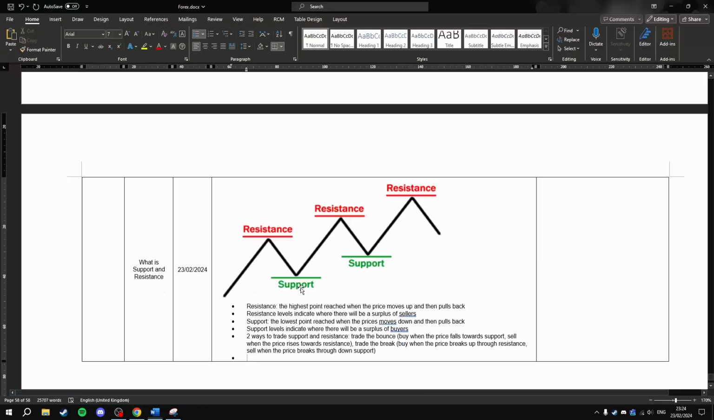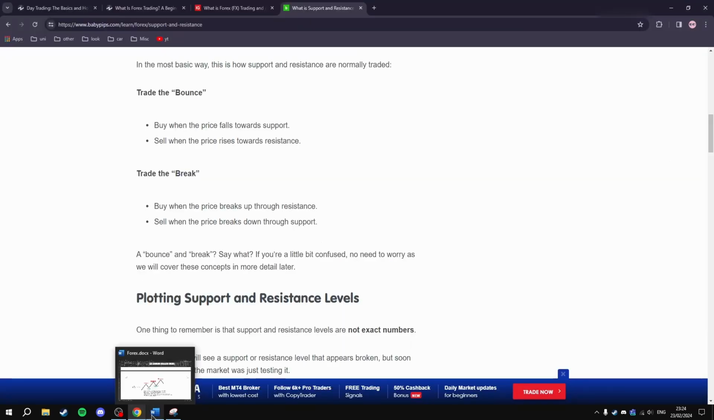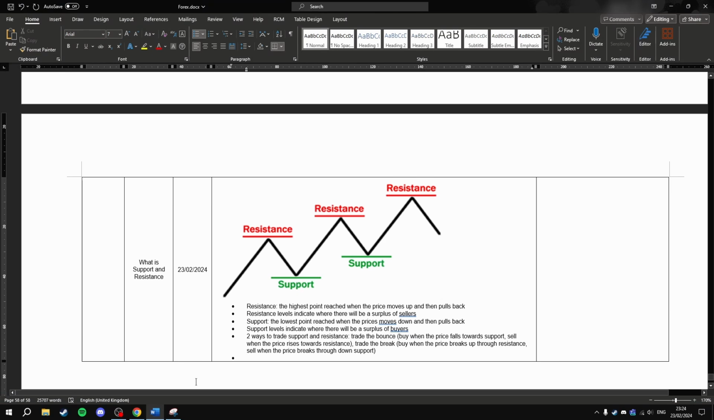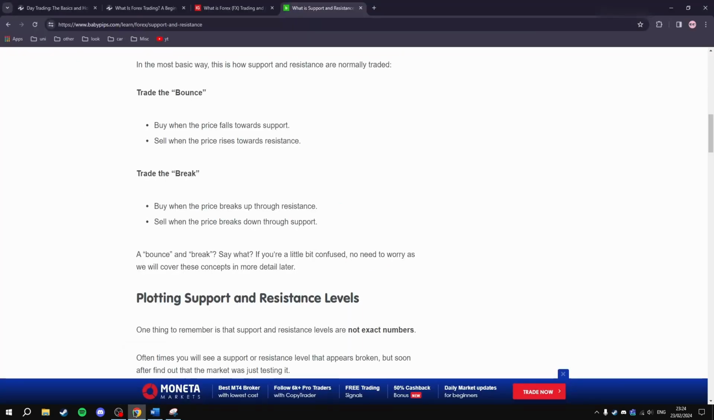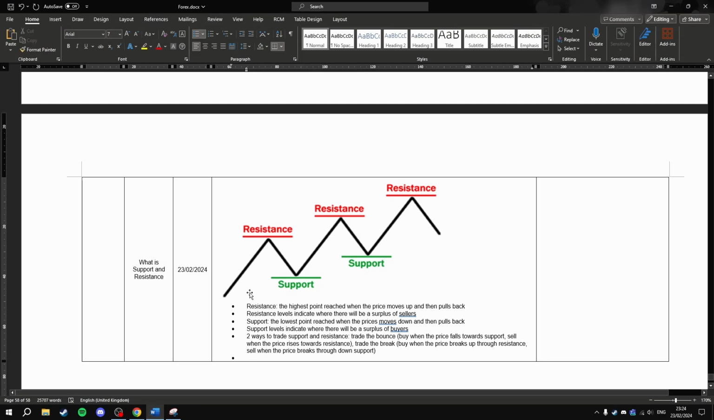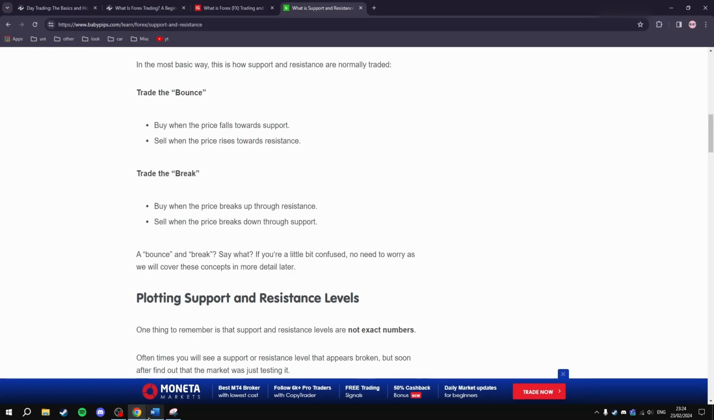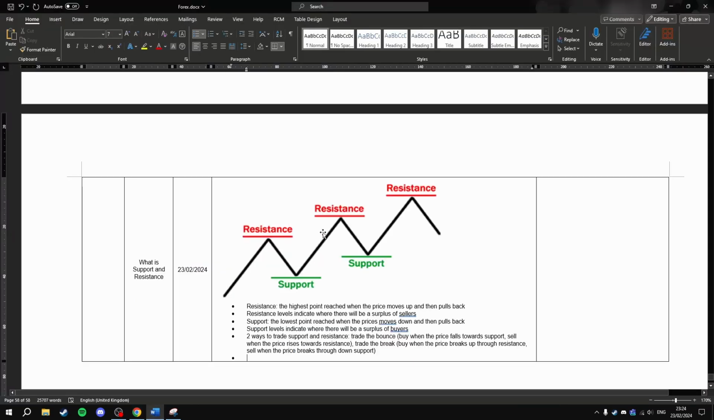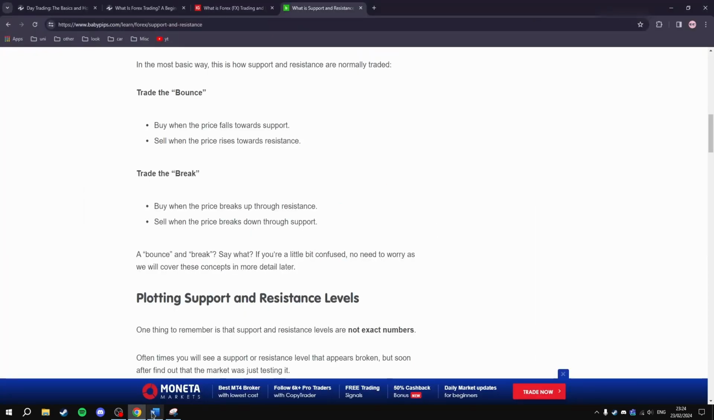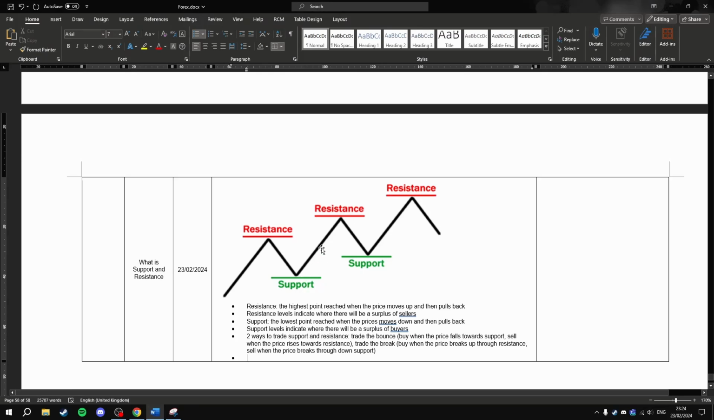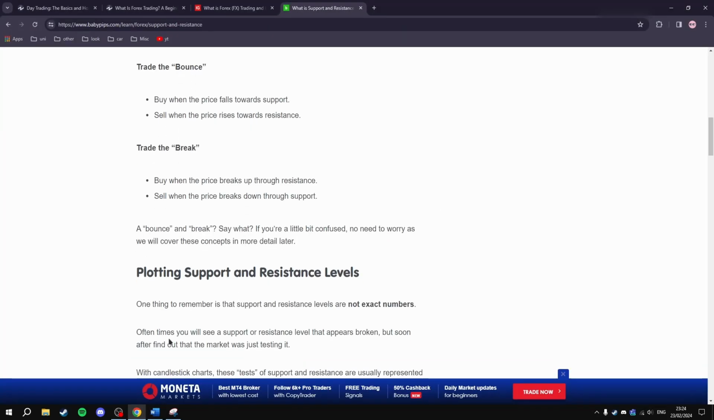So buy when the price breaks through resistance, so if it goes above here you start buying. Sell when the price breaks down through support, so if it gets here you sell, so you short it. Trade the bounce: buy when the price falls towards support, like here, and sell when the price rises towards resistance, somewhere along here. A bounce and a break. Say what? If you're a little bit confused, no need to worry, as we'll cover these concepts in more detail later.